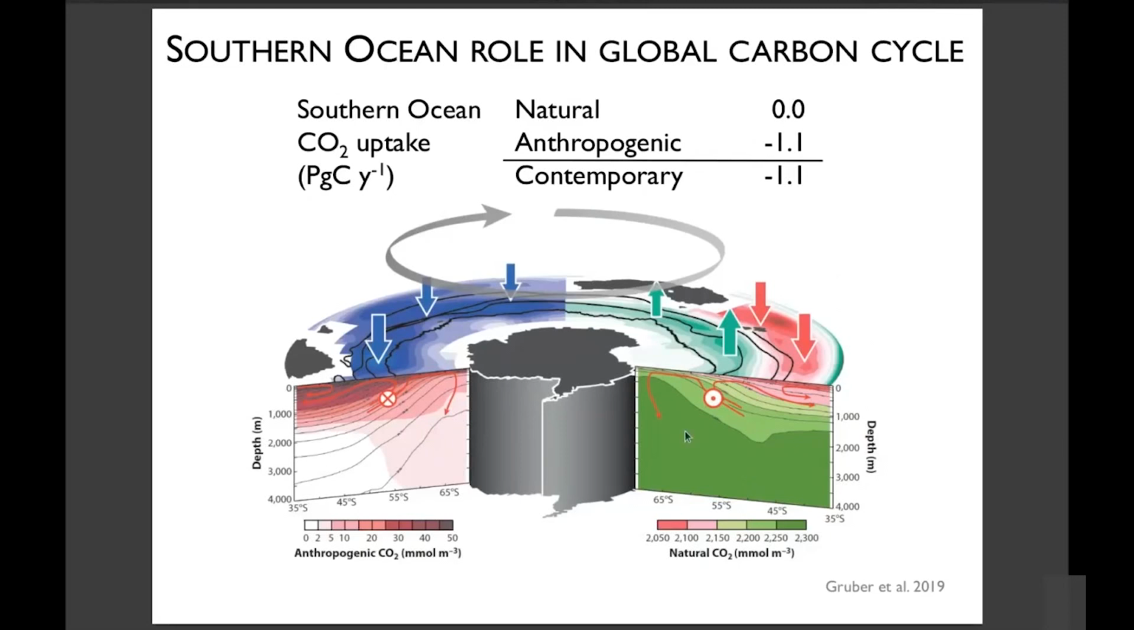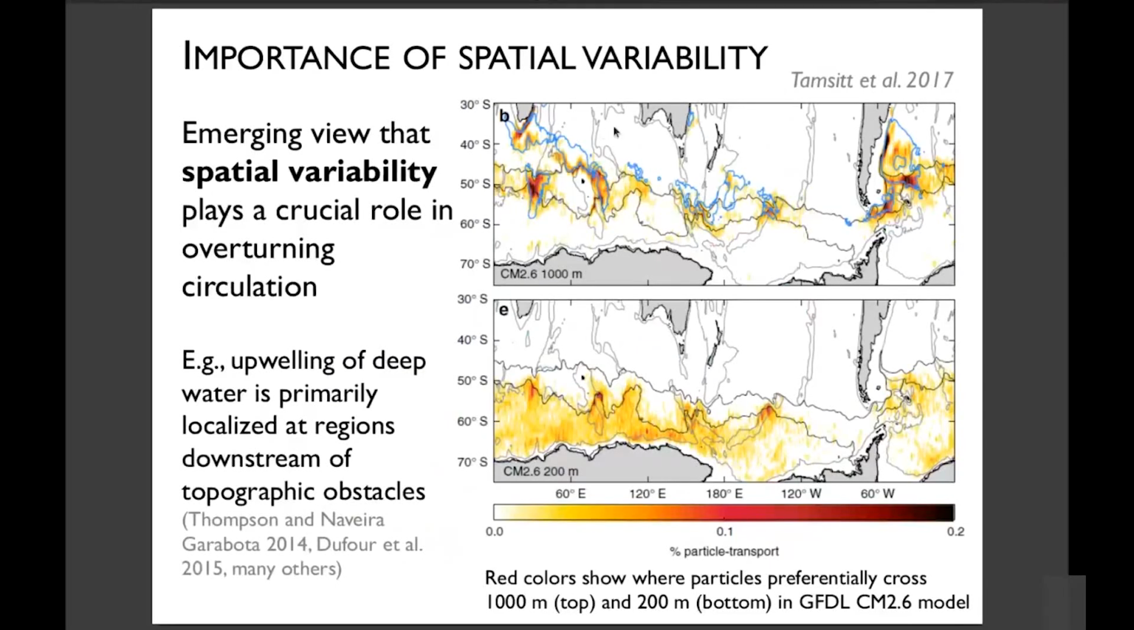Okay, so this picture is very zonally averaged, though. And one of the main points I want to make here today is the importance of the spatial variability. The traditional view of the Southern Ocean is a very zonally averaged picture, and that's been very useful for understanding the dynamics and the impacts on the biogeochemical cycling. But as we get more observations and better understanding, we see this emerging view that the spatial variability plays a crucial role in the overturning circulation.